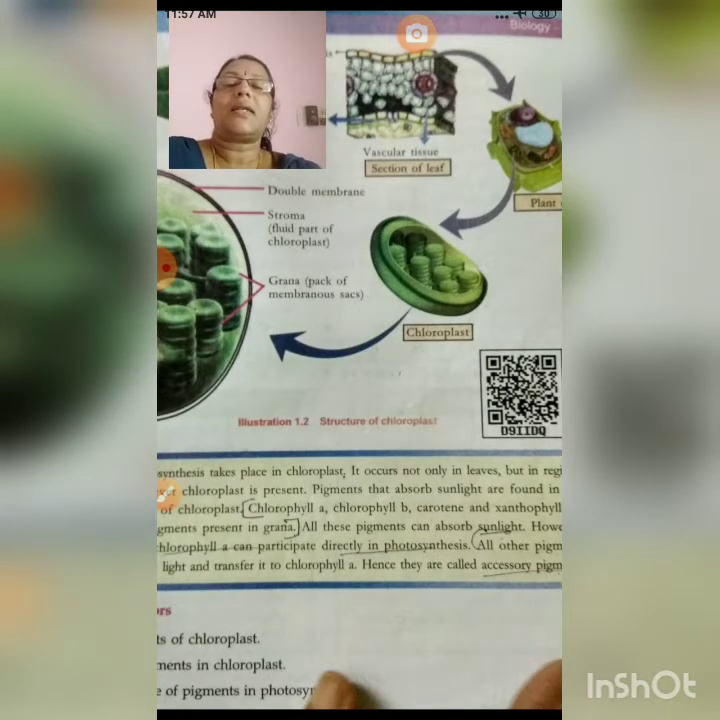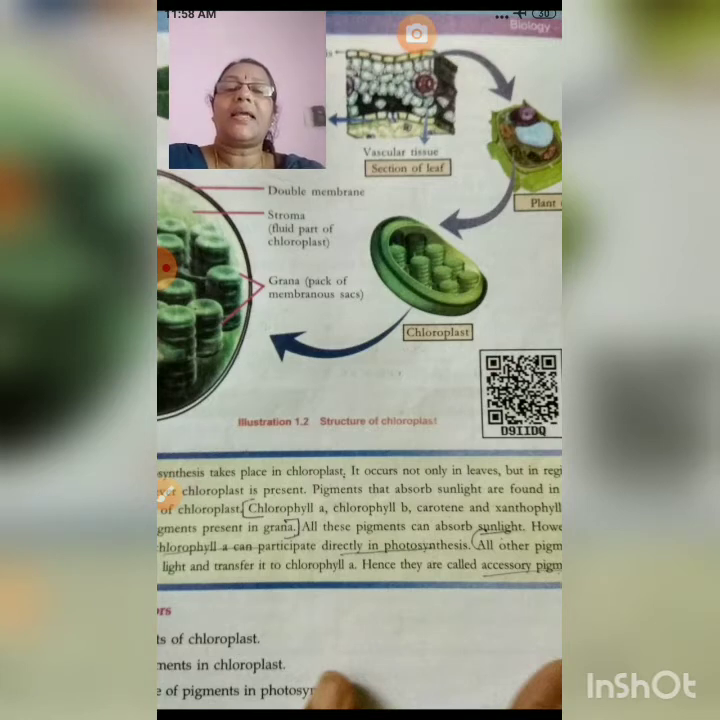So there are a number of pigments present in the grana of the chloroplast. These pigments can absorb sunlight. What is the peculiarity of this pigment? These pigments can absorb sunlight. So name the pigments present in the grana. They are chlorophyll A, chlorophyll B, carotene and xanthophyll.